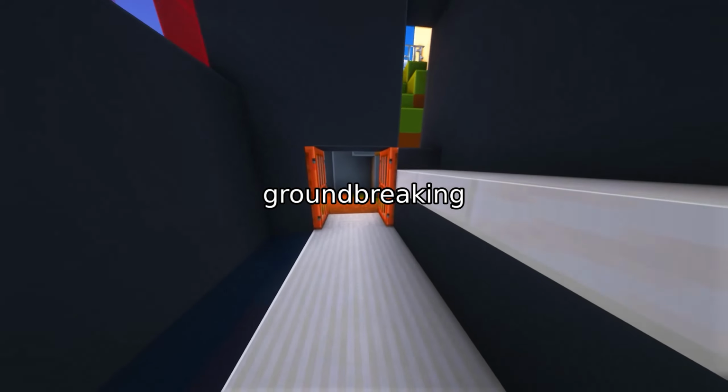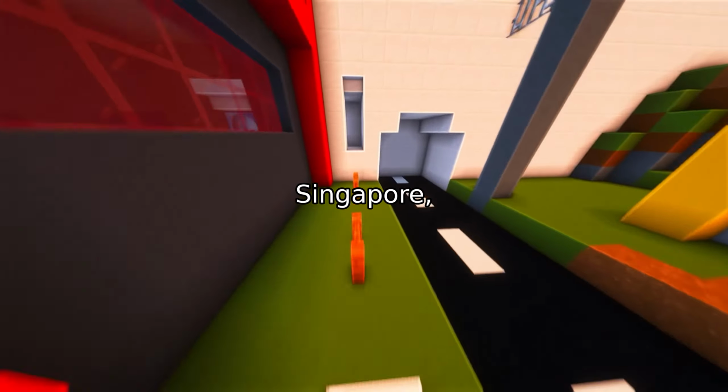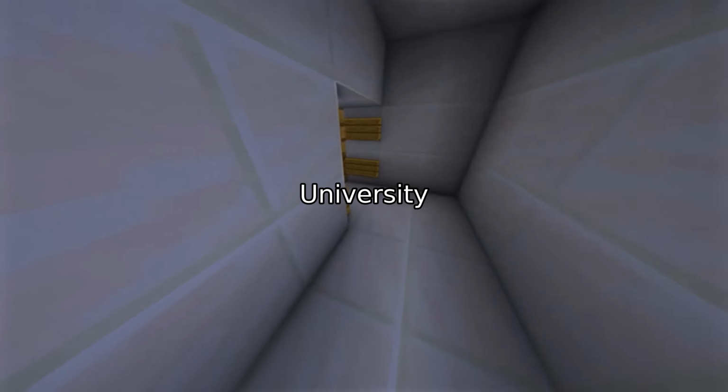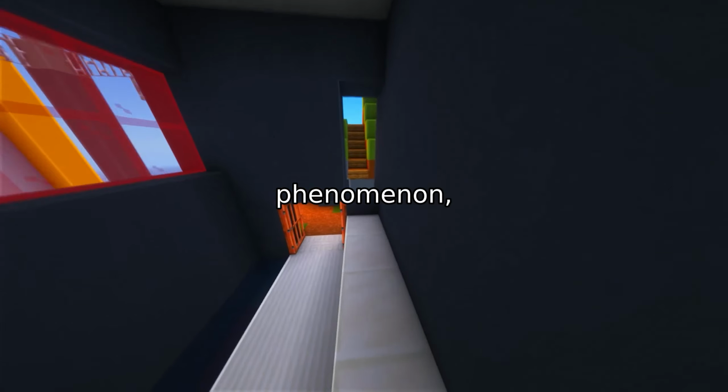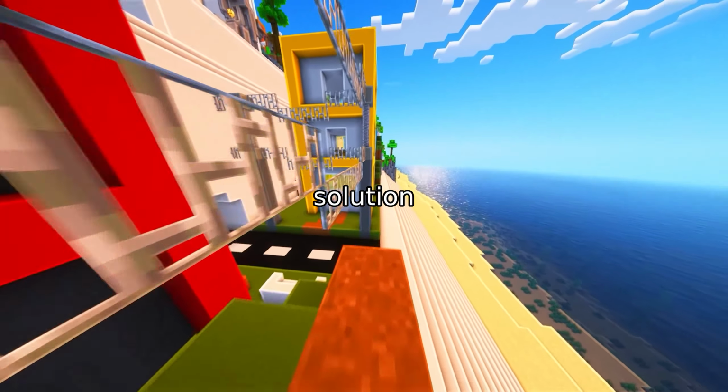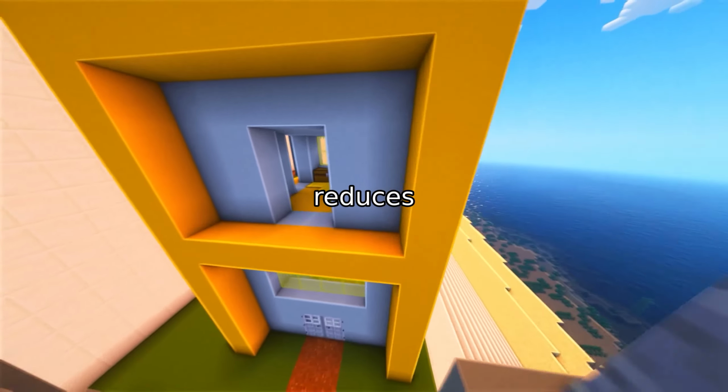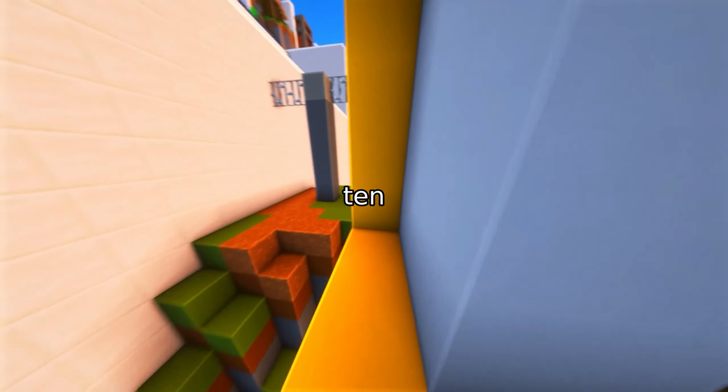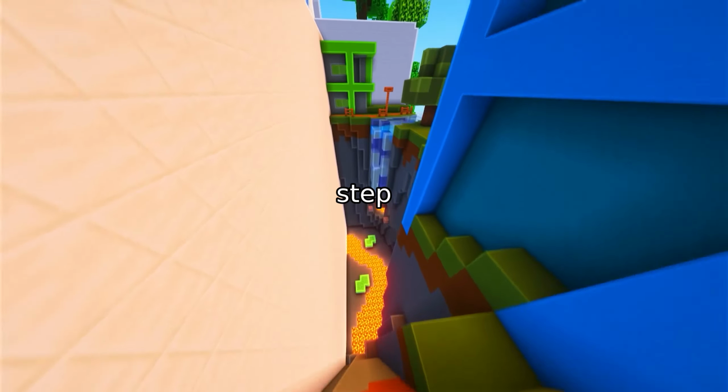Today, we dive deep into a groundbreaking paper from the National University of Singapore, Tencent Youtu Lab, and Zhejiang University that uncovers the root cause of this phenomenon, and introduces a simple, plug-and-play solution called ViF, which dramatically reduces hallucinations across 8 benchmarks and 10 base models. Let's break it down step by step.